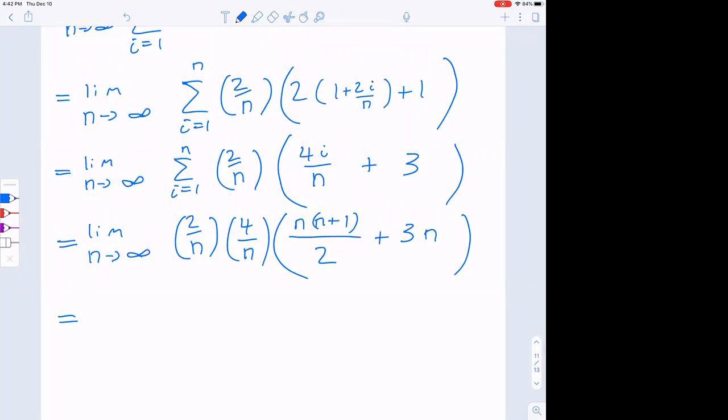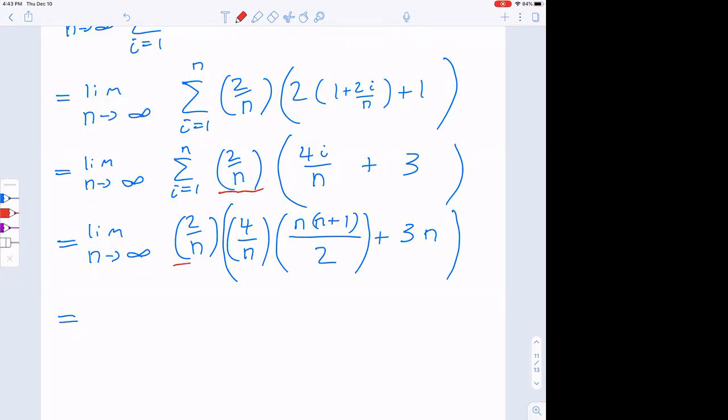Oh, just hold on a moment. I need to adjust my brackets, I think. Yeah, we need to adjust our brackets there. So we have to be very careful.